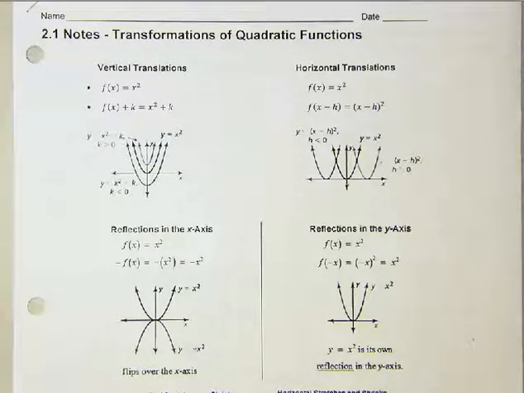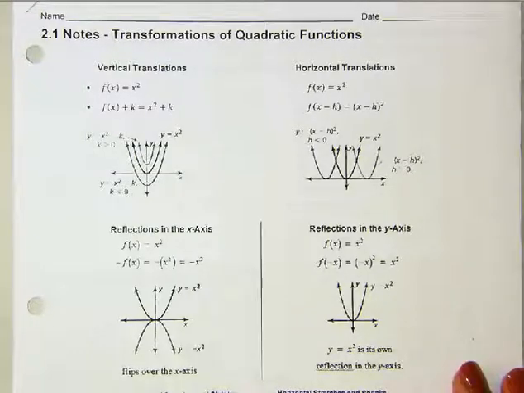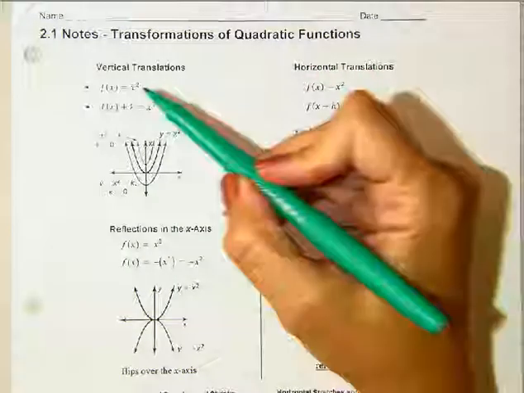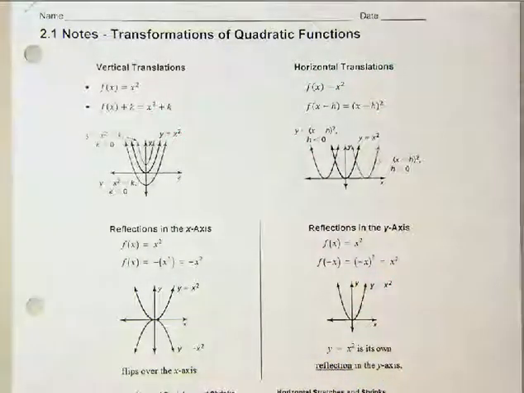All right, these are the notes for Chapter 2, Section 1. We are now doing transformations of quadratic functions. So we've done linear and we've done absolute value. The method is the same as it was with absolute value. It's just now our graph doesn't look like a V, it looks like a U. That is the graph of a quadratic. And a quadratic just means x squared is the parent function.